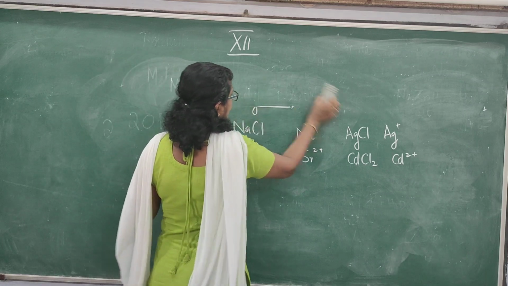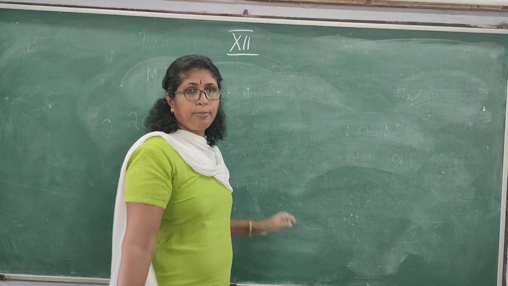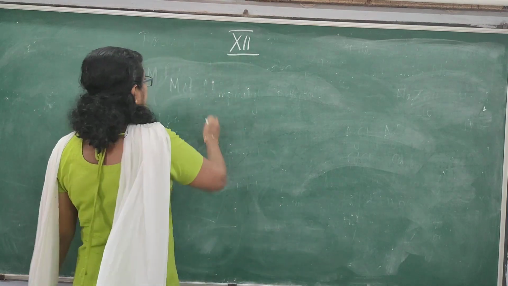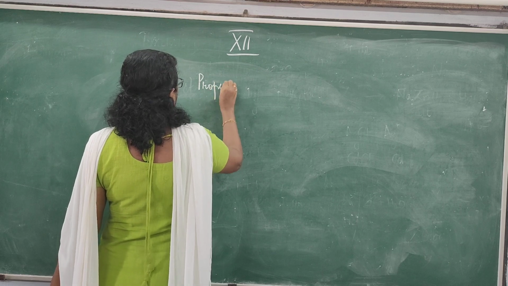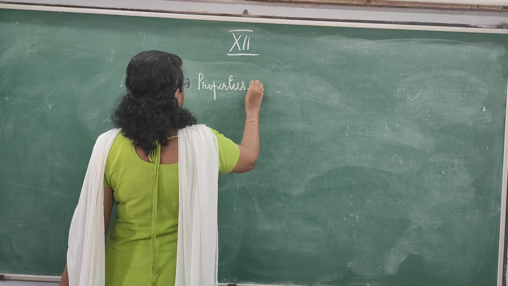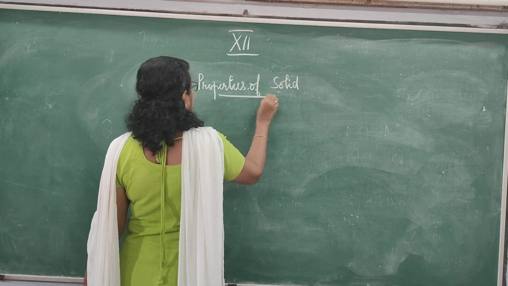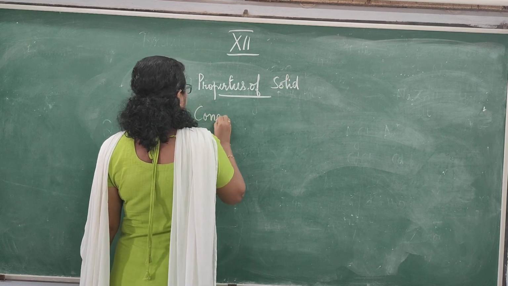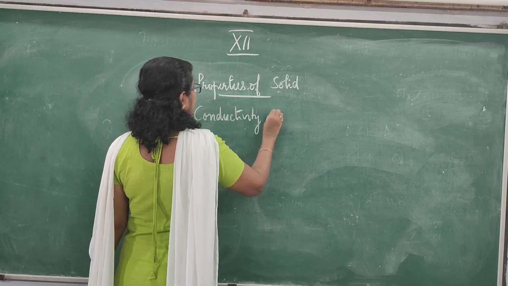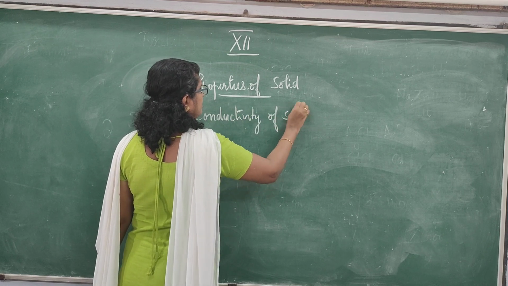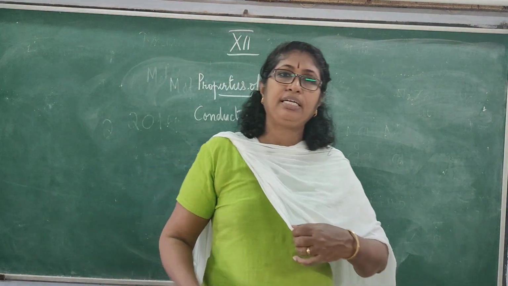Now we have completed all the different types of defects. Now next we will go to properties of solids. These are the different types of properties. Properties of solids. First we will go to conductivity of solids. Now, when you come to conductivity, solids are of three different types.